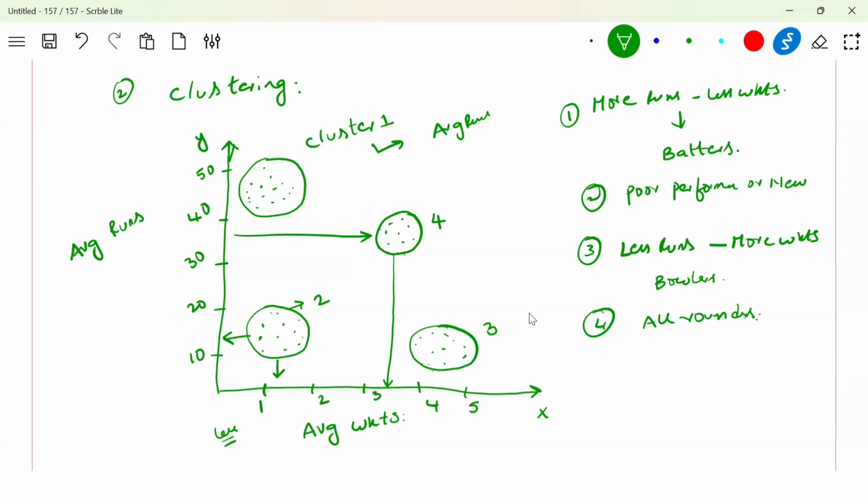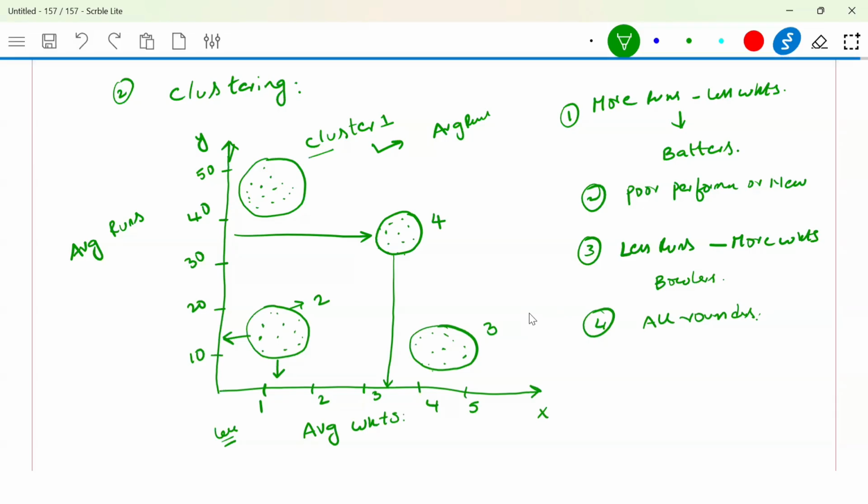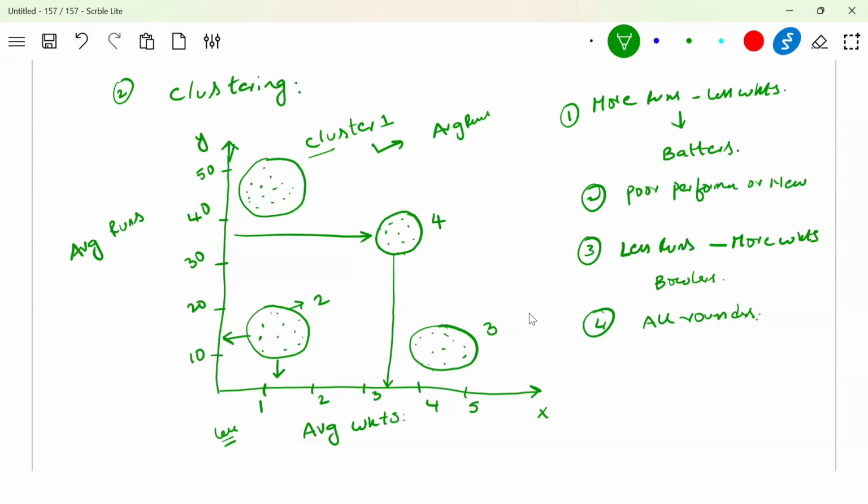Okay. So what is clustering? Clustering means nothing but taking a data and making the data into different clusters. So this is cluster 1. Suppose, for example, you are the manager of an IPL franchise or you are owning your own IPL franchise. If you want to pick up a batsman, you will pick up from cluster 1. If you want to pick up an all-rounder, you will pick up from cluster 4. If you want to pick up a bowler, you will pick up from cluster 3.